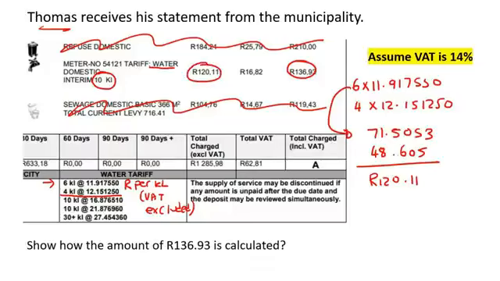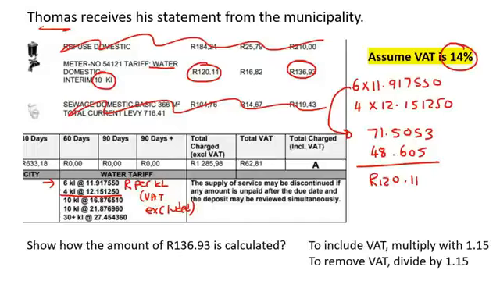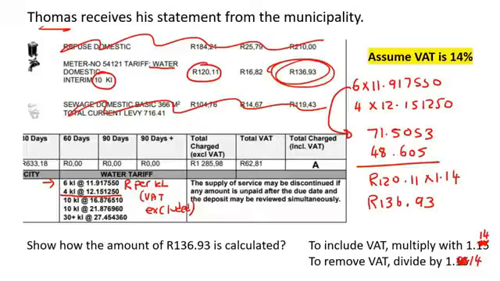But that's without VAT. Now what I want you to do is add the VAT in, okay? Because remember, these are the prices, VAT excluded. But now remember that this one's 14% VAT, so we don't use 1.15, we use 1.14, okay? And so if we multiply this by 1.14, we end up with, if you round to 2 decimal places, 136 rand and 93 cents. And there we can see it.